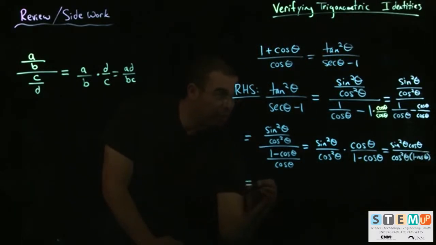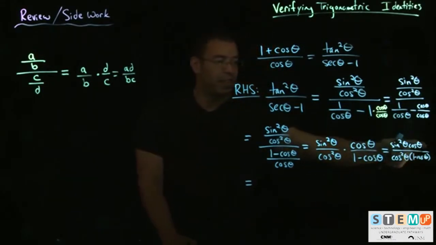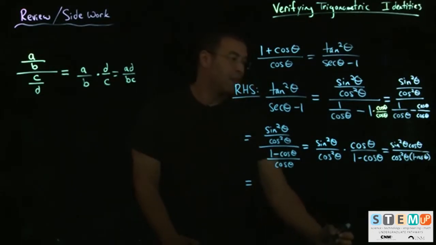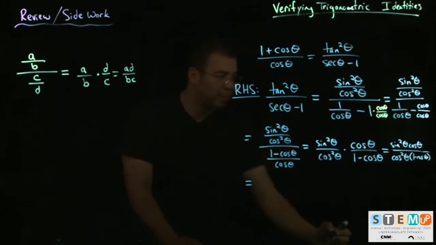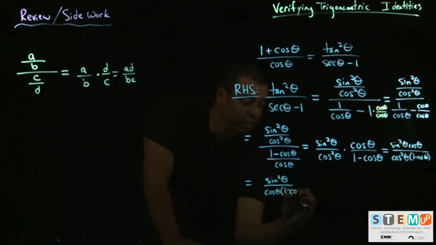But hopefully you can see I have a cosine theta here divided by cosine squared. So this cosine's going to cancel, and then I'm going to be left with sine squared over cosine theta times 1 minus cosine theta.